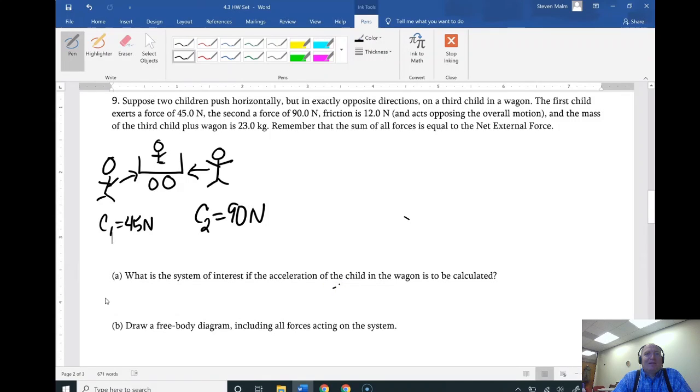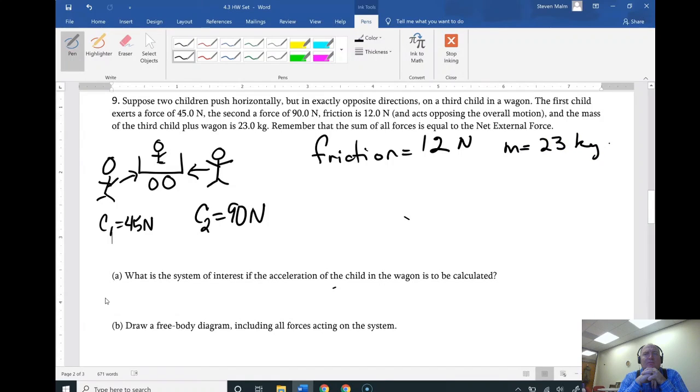Then we have a friction force, which would oppose motion. We're going to talk about where to put that on this diagram. of 12 newtons. Mass of the third child plus the wagon is 23 kilograms. So we were given mass.